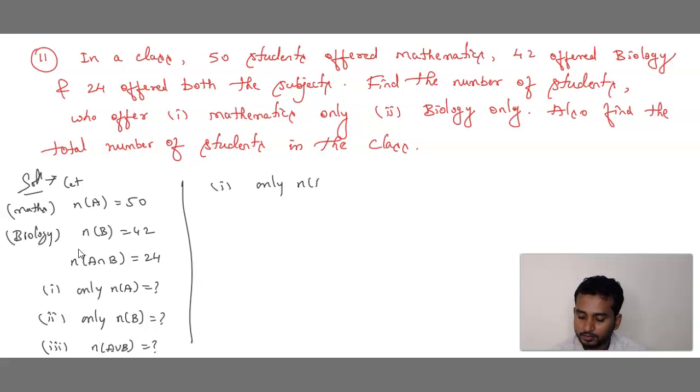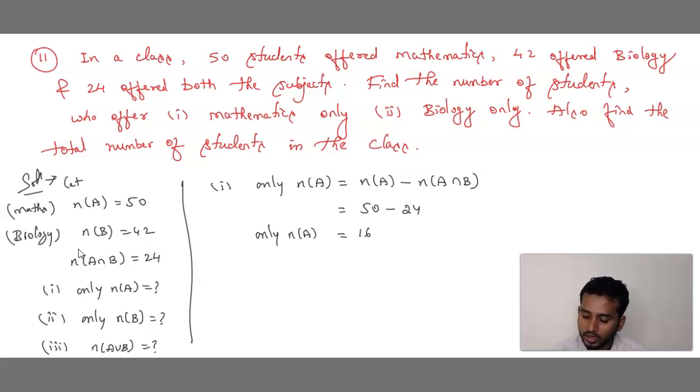Only n of A. To find only n of A, what we should do? In total n of A, subtract n of A intersection B. Correct, no? Can you remember? A intersection B part if you remove, left out is only n of A. That means n of A minus n of A intersection B. How much is n of A total? 50. In that subtract n of A intersection B, 24. 50 minus 24, 26. So that is nothing but only n of A.